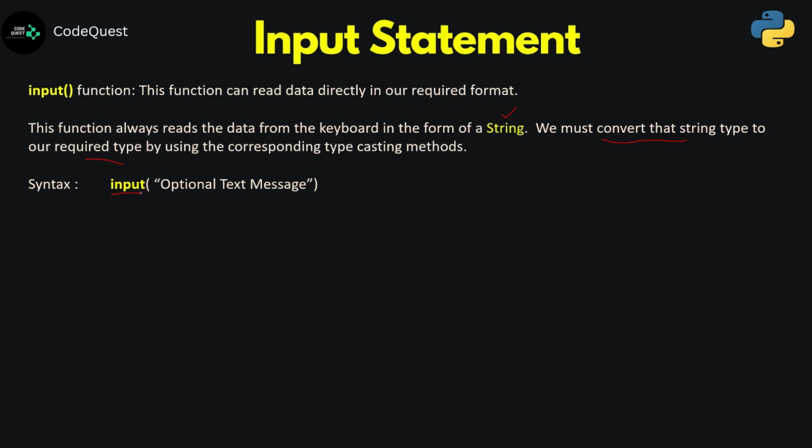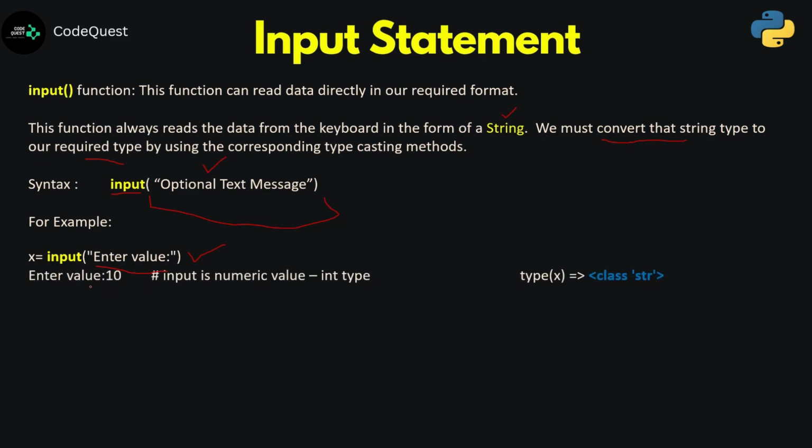We'll start by writing input, and within the parentheses we write the message. If you do not write any message here, it is still going to wait for the input to be supplied, without flashing any message. For example, if I write x equal to input, enter value, then when this line gets executed, I will get the message "enter a value" and it will allow me to supply a value, which I'm supplying, let's say 10 here. And this 10 is stored inside the variable x.